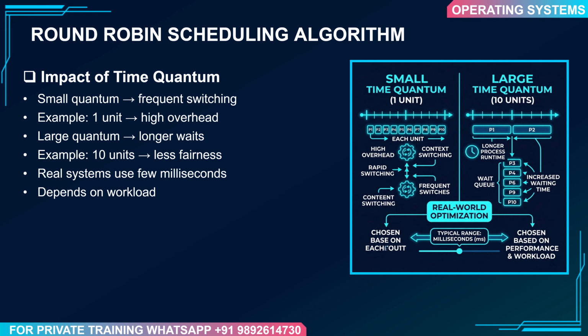Let's take another example to see how time quantum affects behavior. Imagine a system where the time quantum is 1 unit. If there are 10 processes, the CPU will keep switching after every single unit. This means a lot of context switching. Now imagine the time quantum is 10 units. In this case, each process runs longer, but others may have to wait more. In real systems, the time quantum is usually chosen based on system performance and workload. It is often in the range of a few milliseconds.